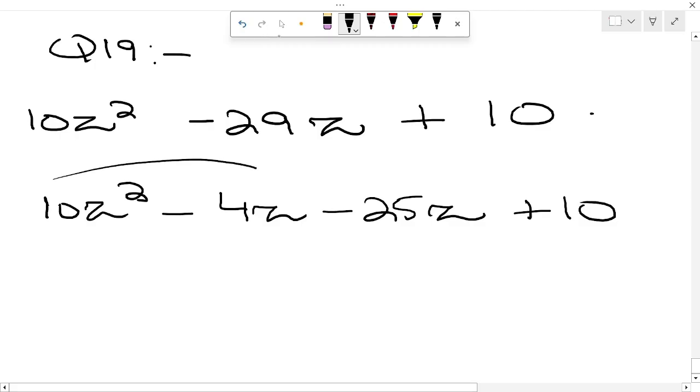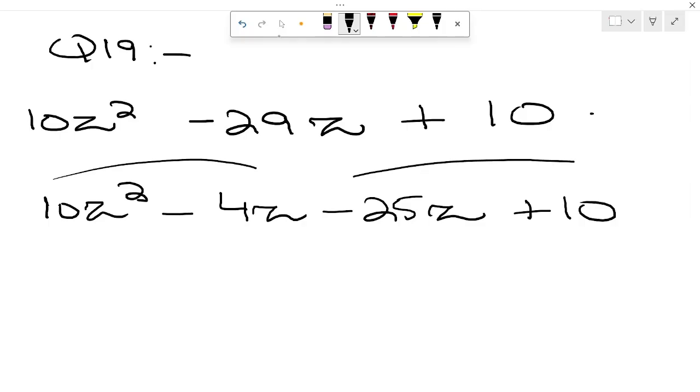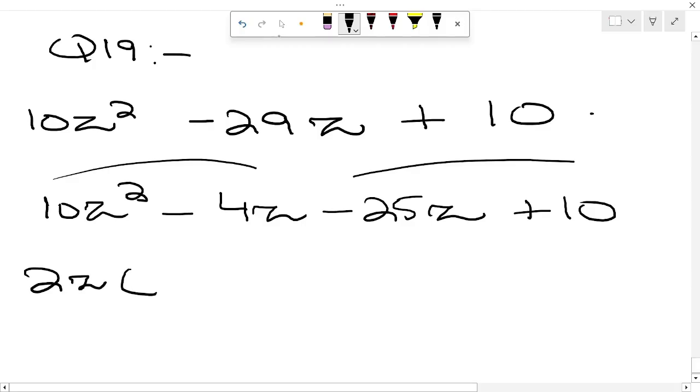Now I have 4 terms here, by which two pairs are made. What is the common value between these two? Yes, it's 2z. Why? Because we have 4 and 10, so both of these numbers can be divided by 2, and between z square and z, the least power is z, so we will pick that. So we'll write 2z bracket 5z minus 2. After that we will write negative.